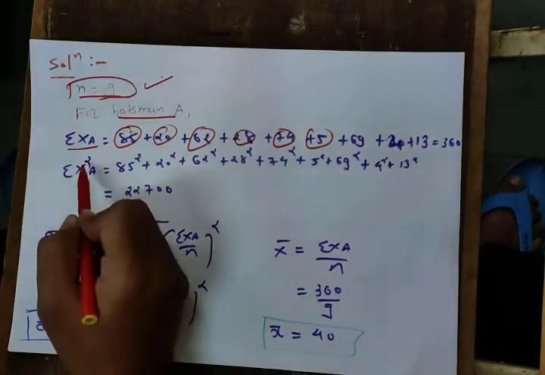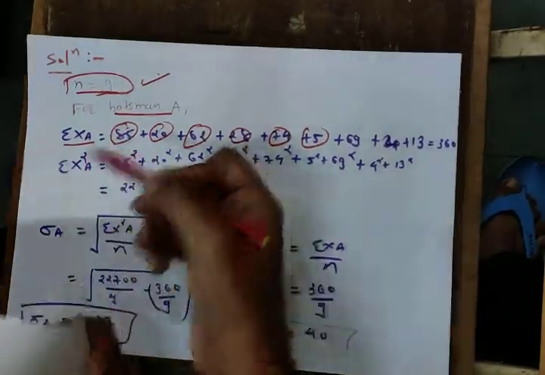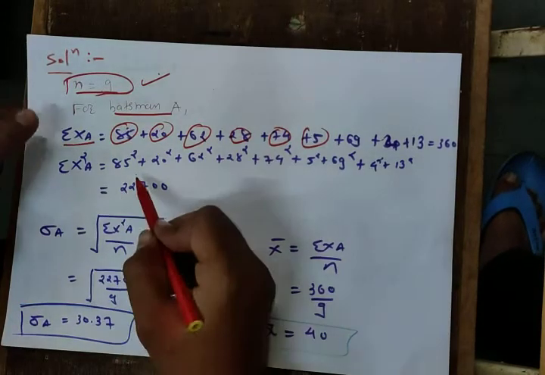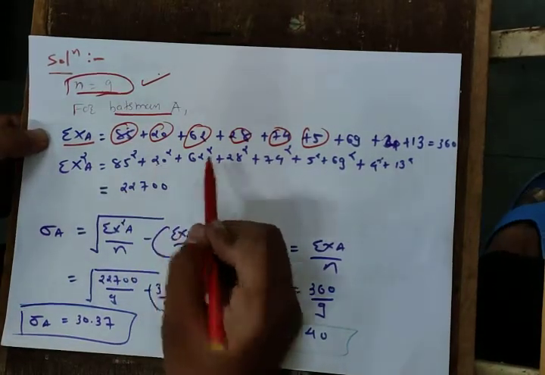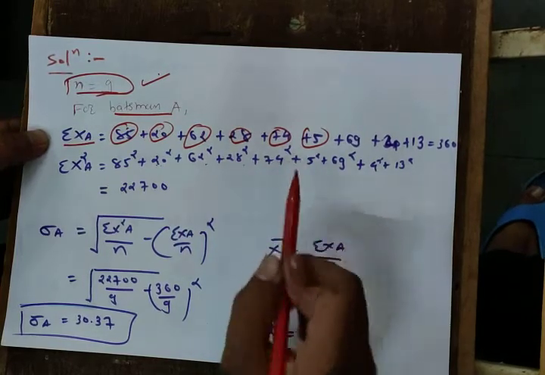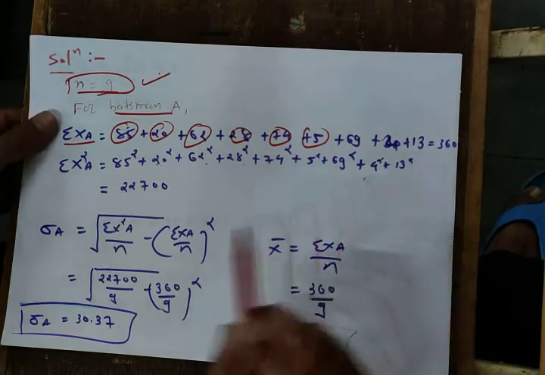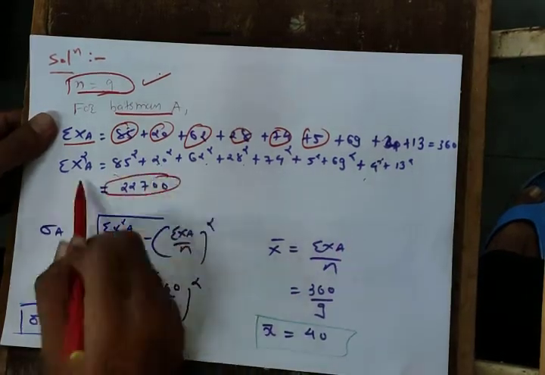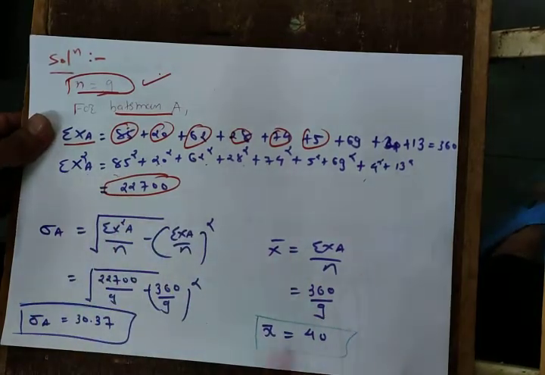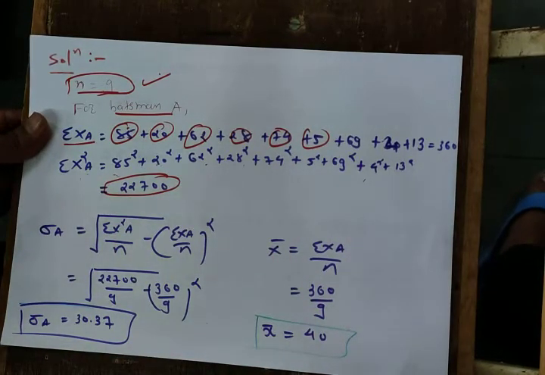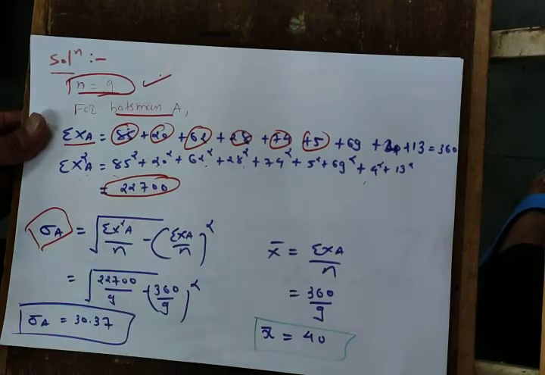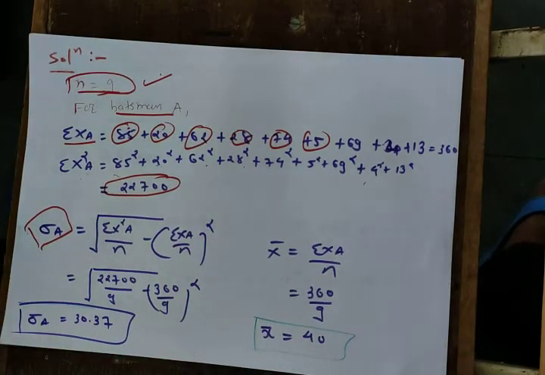Then sigma x square A: the square of each element, that is 85 square, 20 square, 62 square, 28 square, 74 square, 5 square, 69 square, 4 square, 9 square and 13 square, and the summation of all of them, sigma x square A, is 22700. Then I will find the standard deviation for A, called sigma A, which is the square root of sigma x square A upon n minus sigma x A upon n, whole square.